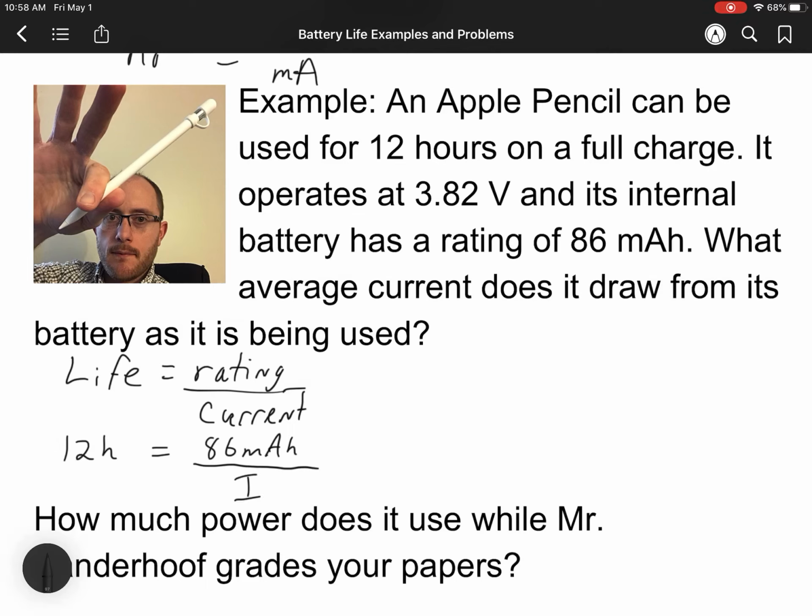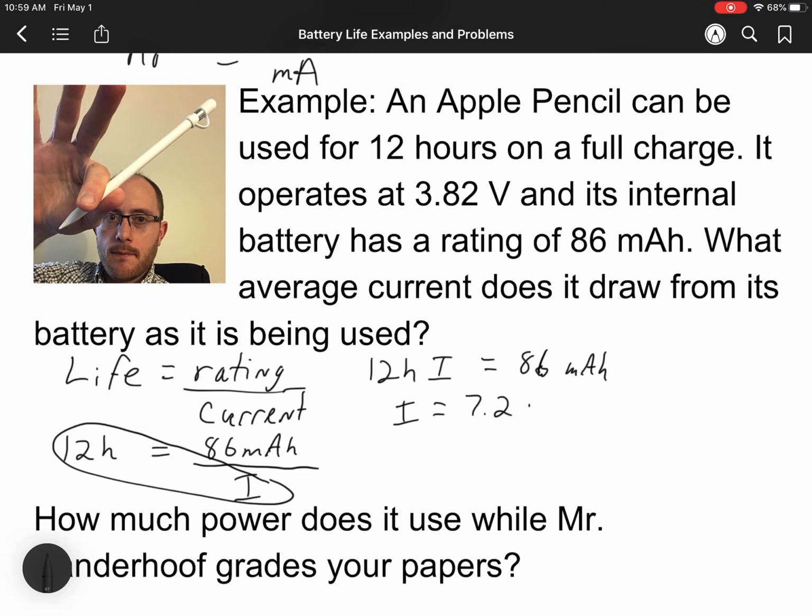And in this one, we're just going to find it in milliamps first. So you cross multiply here. So 12 hours times I is equal to 86 milliamp hours. So I is going to be 7.2 milliamps. Now, is that a lot of current? No, because that's in milliamps.